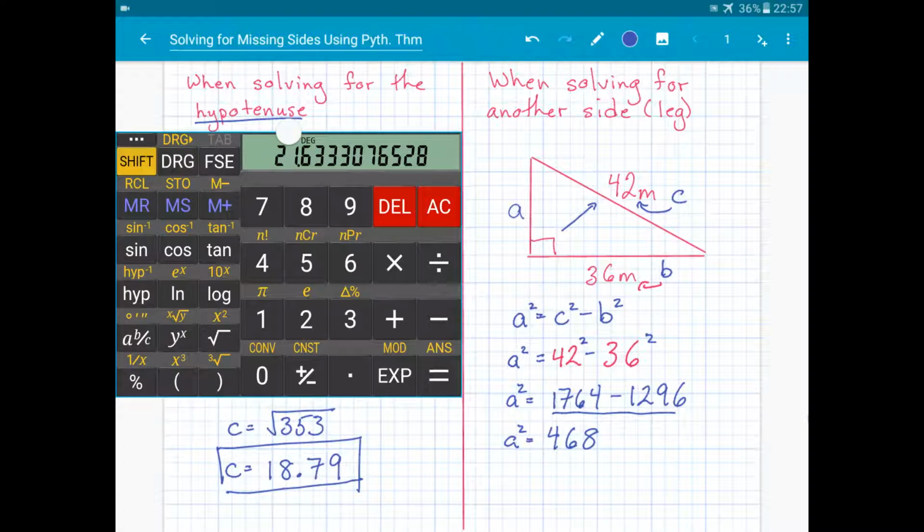And we take the square root to finish that off. So a is equal to the square root of 468, which I've already done in my calculator there, is 21.63. Now just be careful. Both of these measurements were given in meters, so we have to make sure we have meters given there.